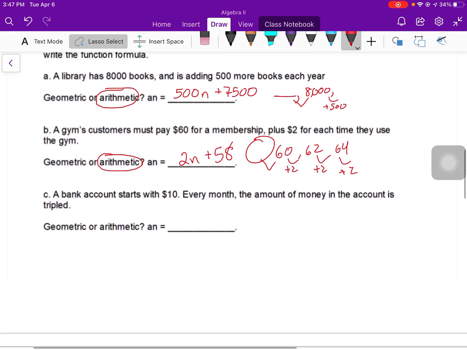Okay, part C, a bank account starts at $10. Every month the amount is tripled. Okay, so now I'm going to start at 10. I'm going to triple that to 30. Triple that to 90. Triple that to 270. So I've got this initial of 10, and it's 3 to the n minus 1 power. And that is geometric. Why? Because I'm tripling and multiplying.